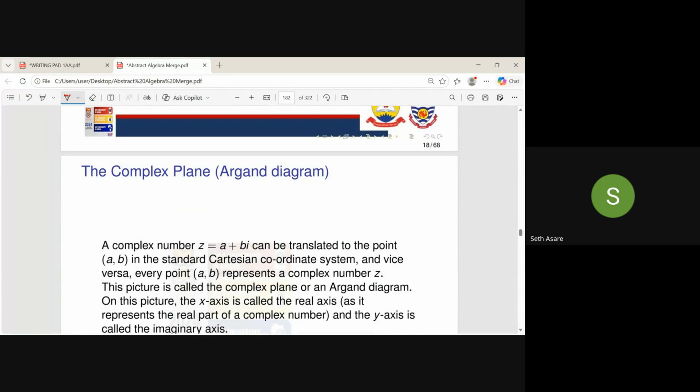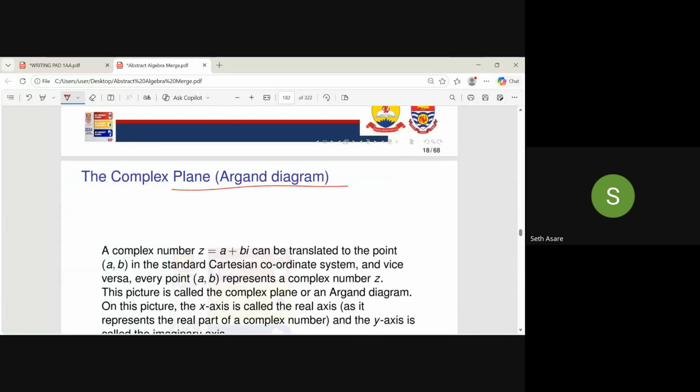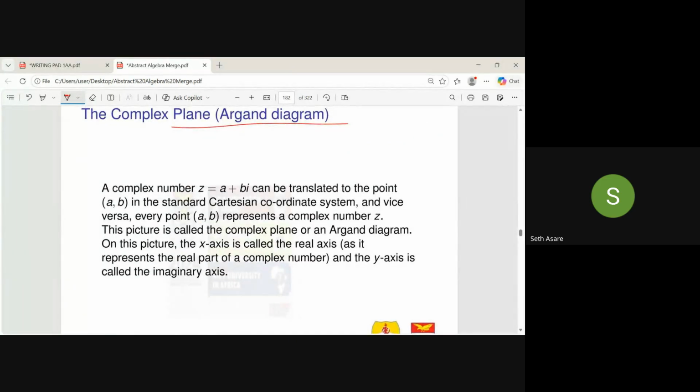Okay, now let's look at this. We are talking about the complex plane. We can plot these things graphically. We can use a graph to represent complex numbers, and that is called the complex plane. Somebody calls it the geometry of complex numbers, or we also call it the Argand diagram. So we are going to talk about the vertical one, the horizontal one, and also the origin. Those are the 3 main things we are talking about.